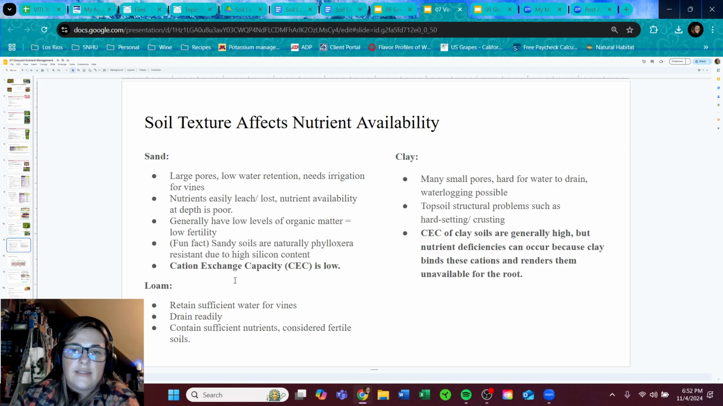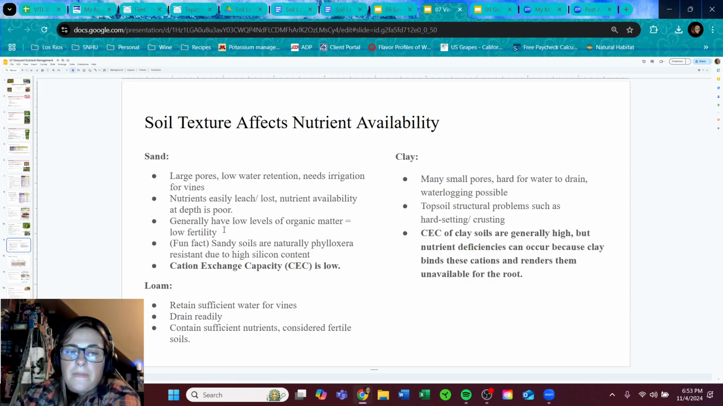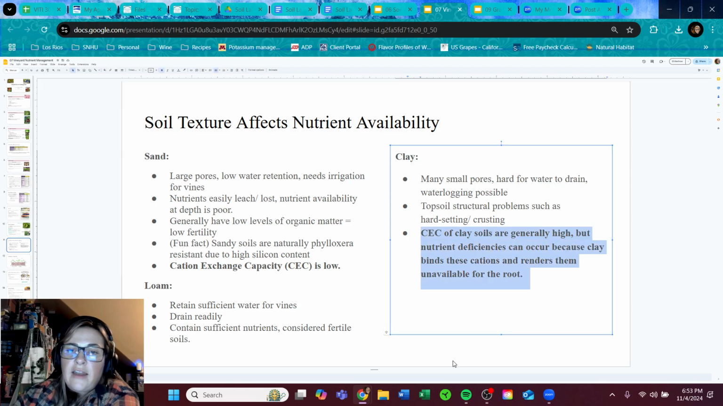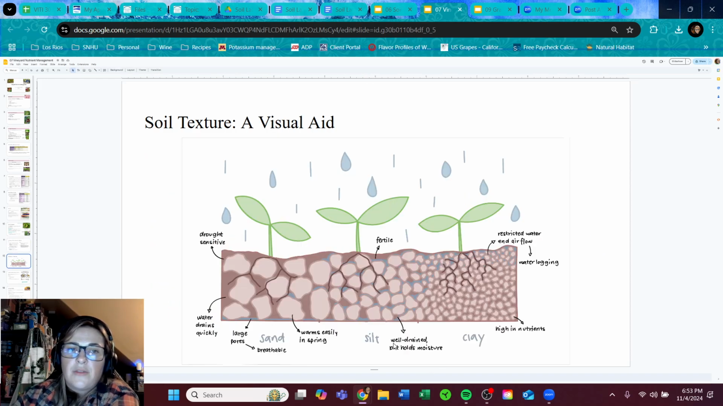Cation exchange capacity. I don't think I'm going to really ask much about this. I think there will be a question about how texture affects nutrient availability. So we could talk about the pores and how nutrients are retained or lost. If you are confused about the CEC or cation exchange capacity on this, don't worry too much about that.